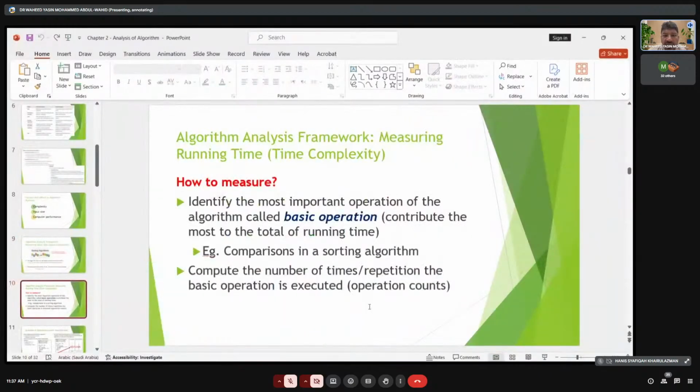Algorithm analysis framework: measuring runtime, time complexity. How to measure? Identify the most important operation of the algorithm, called the basic operation, which contributes the most to the total running time. Example: comparison in a sorting algorithm. Compute the number of times the basic operation is executed.